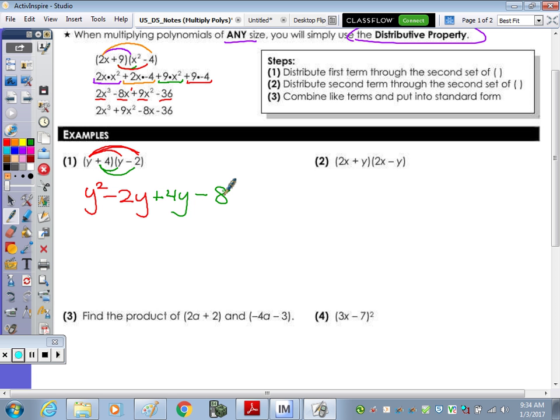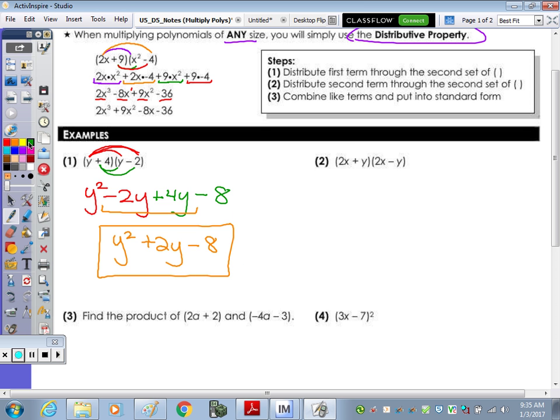Now you need to look at the expression to see if you can combine like terms. And it's typically, if you can combine any, your two middle terms. And they are like terms. So the negative 2y and a positive 4y, when you combine, is a positive 2y, and you simply bring down the other two terms. If you look, it is in standard form, so highest to lowest exponent. So that's done.